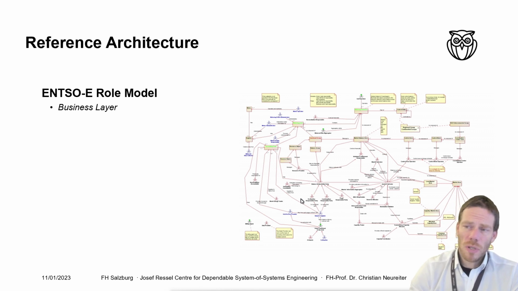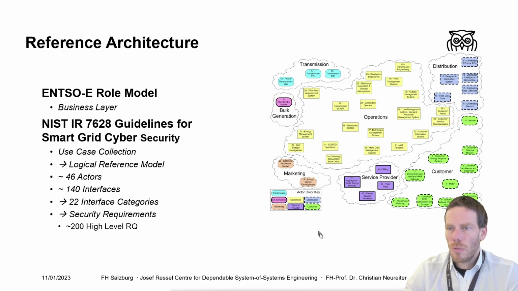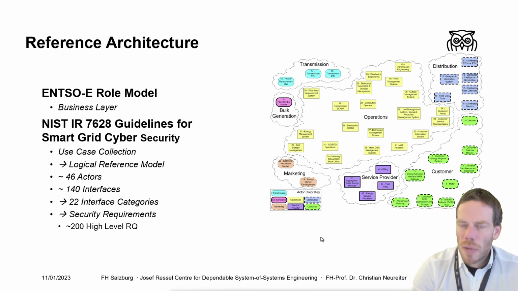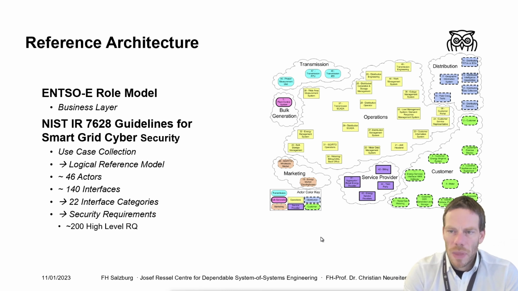And the second concept that is very useful in this context is the so-called NIST logical reference model, which is documented in the NIST IR 7628 guidelines for smart grid cybersecurity. This is a very interesting concept, because they come up with a set of typical actors that are used inside the smart grid. And these actors are already aligned with the different domains and zones that we already know from the SGAM cube.